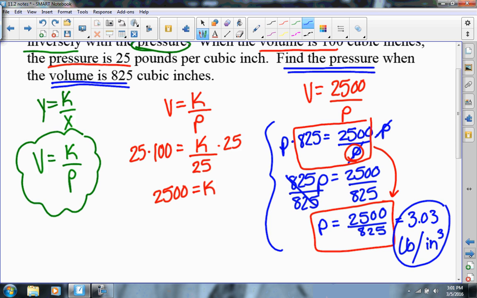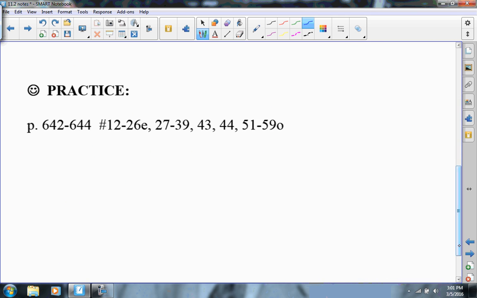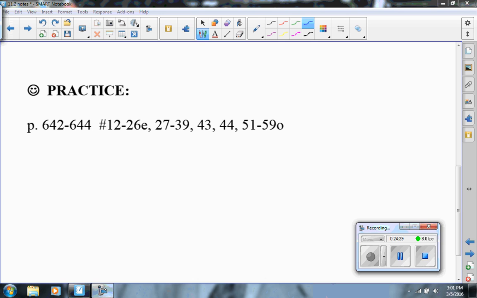So as you're practicing the homework, oops, I think the homework is at the bottom here. As you're practicing this homework, definitely show your work, reference your notes, and if you have any questions, come on in and see me before school.